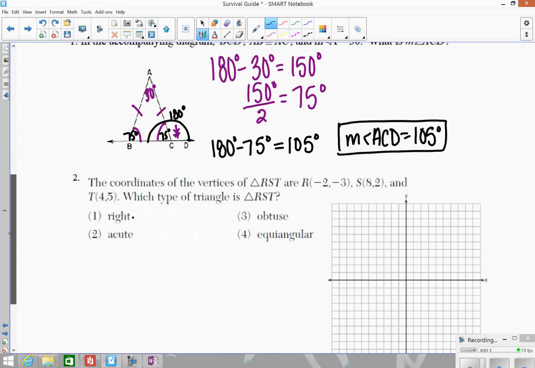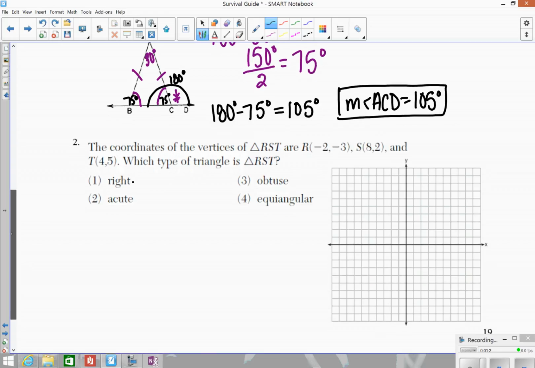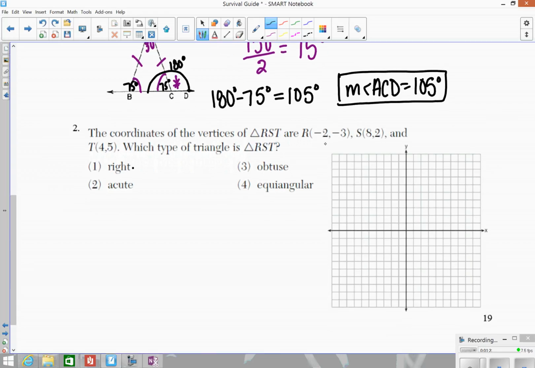The next example here gives you the coordinates of triangle RST, and we want to know what type of triangle. So the first thing I would do is I would actually plot the points so that you can kind of see what shape you think it is, and then just verify it using some formulas. Otherwise, you'd have to do more type of calculations. So let's go ahead and just plot this first.